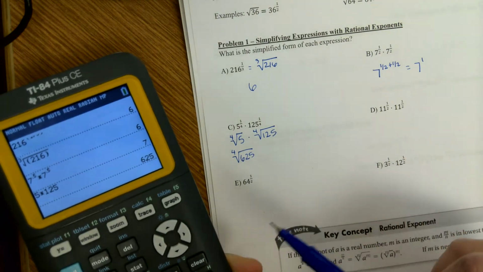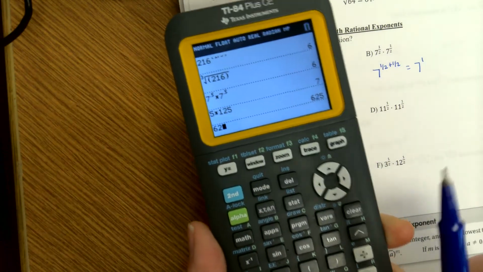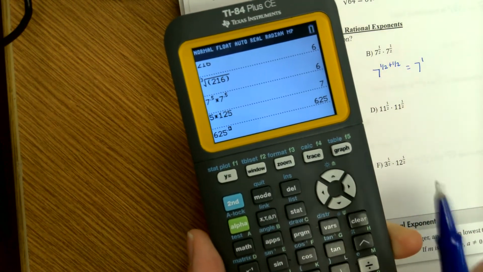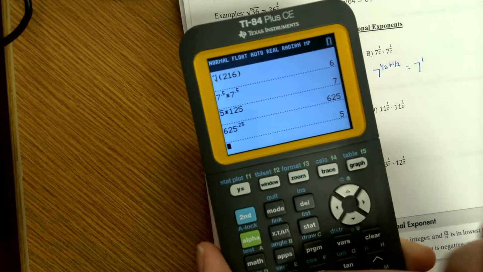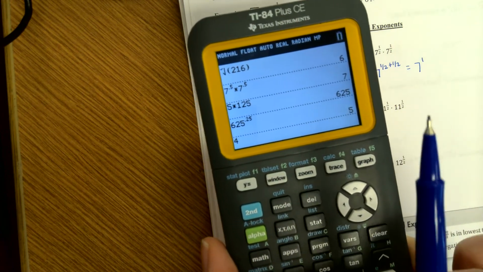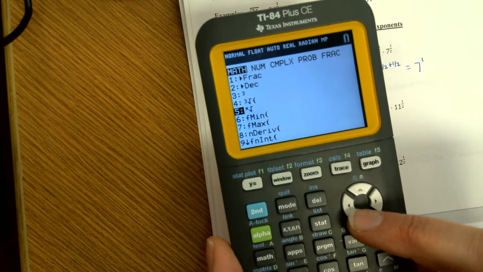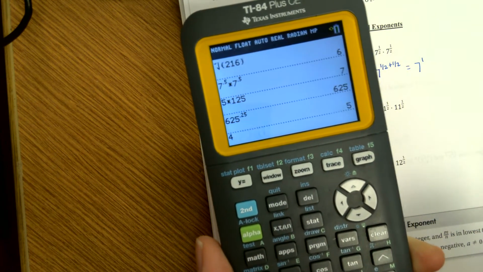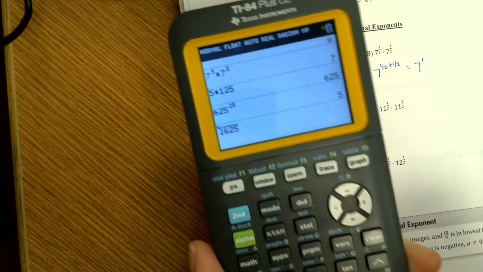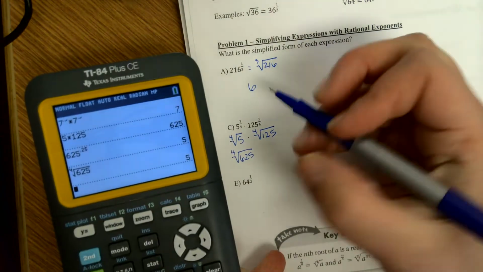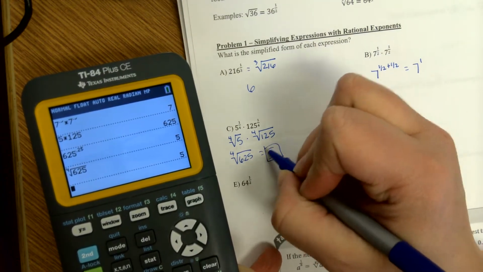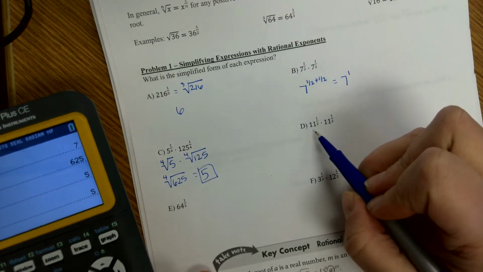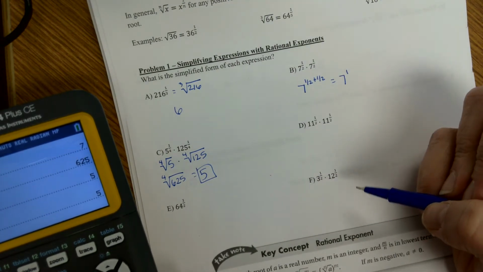So I have the 4th root of 625, or else I can go 625 raised to the 0.25, so that's 1/4. Or go to math, type 5, 4th root of 625. Both of them, I get 5 as my answer. Here again, you should try to do this one by yourself.